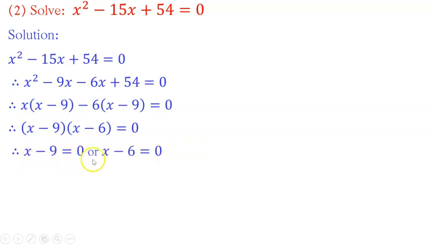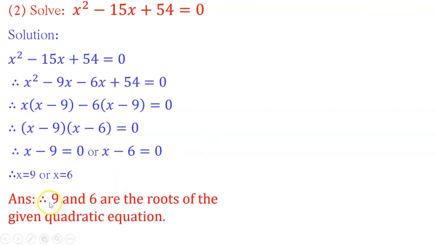X minus 9 is equal to 0 or x minus 6 is equal to 0. X is equal to 9 or x is equal to 6. And this is the solution. That is, x is equal to 9 and 6 are the roots of the given quadratic equation. Okay. Now next.